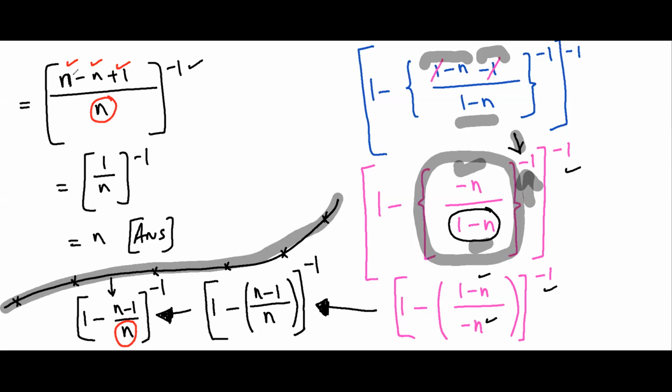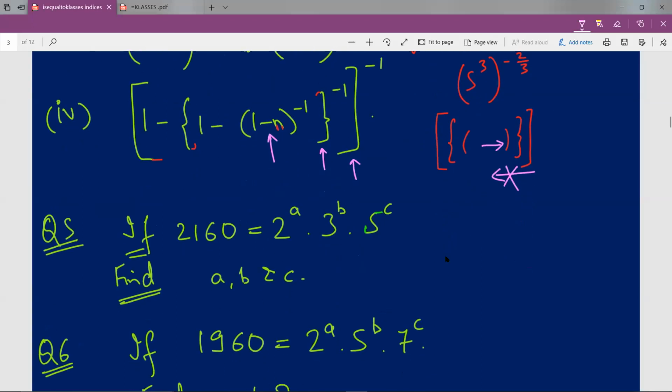Now n minus n would cancel. This is 1 upon n. There is a minus 1 outside, and I need to take the reciprocal of 1 by n. So my final answer would be n. This is a bit complicated question. You may like to rewind and see this question again.